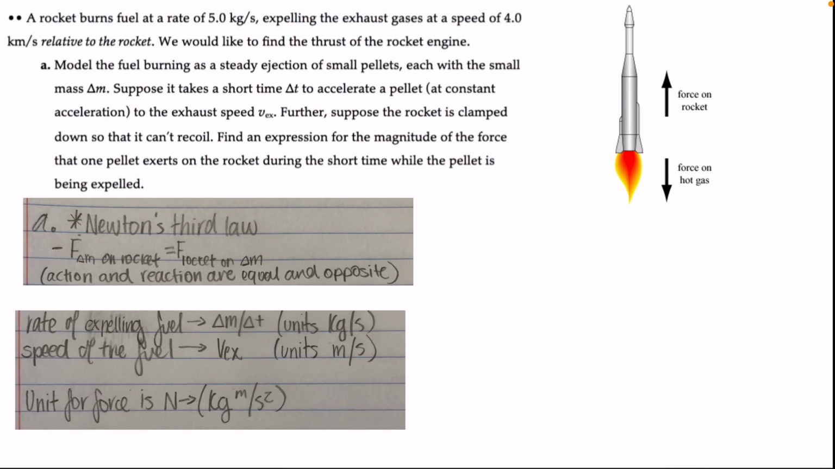A rocket burns fuel at a rate of 5.0 kilograms per second, expelling exhaust gases at a speed of 4.0 kilometers per second relative to the rocket. We would like to find the thrust of the rocket engine.